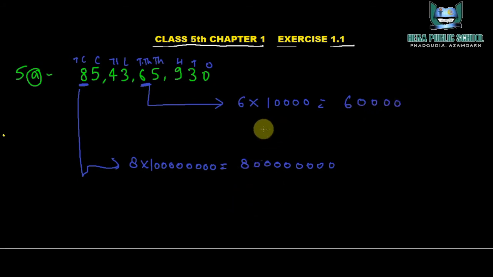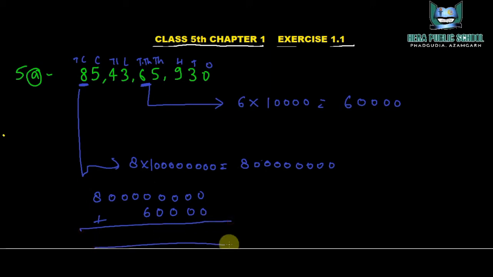Now first we have to find the sum. So 80 crore, 1, 2, 3, 4, 5, 6, 7, 8 zeros, plus 60,000. Ones, tens, 100, 1000, 10,000. Okay, 8, 0, 0, 0, 6, 0, 0, 0, 0. This is the sum of the place values.